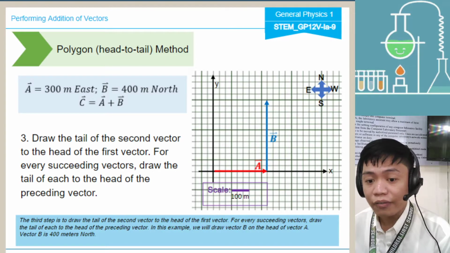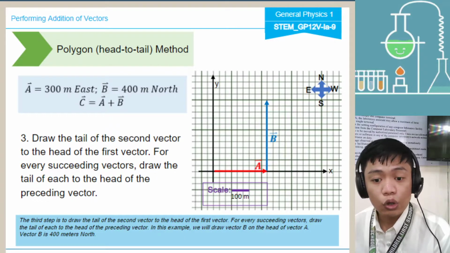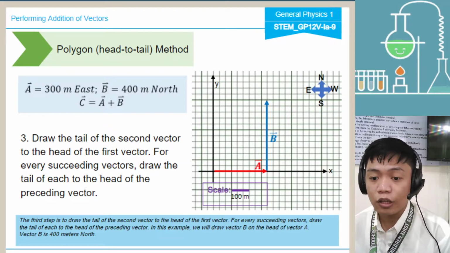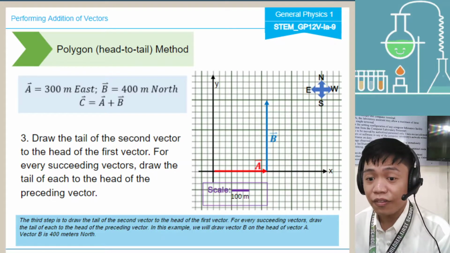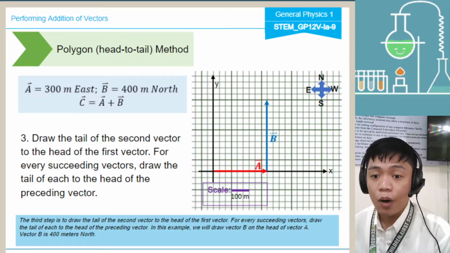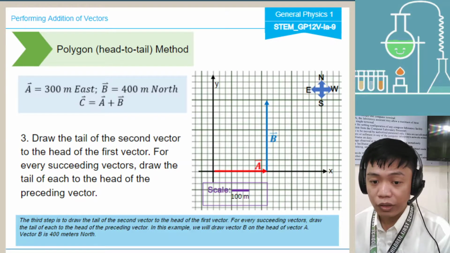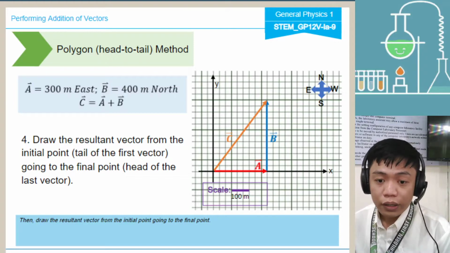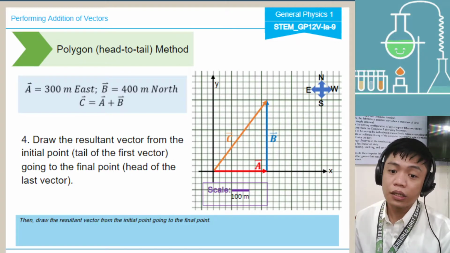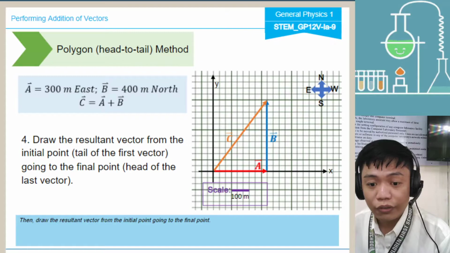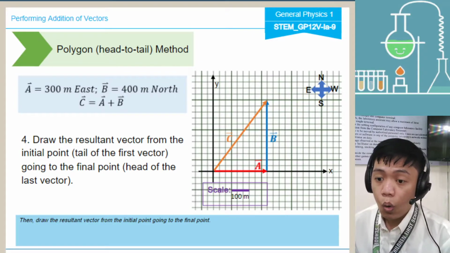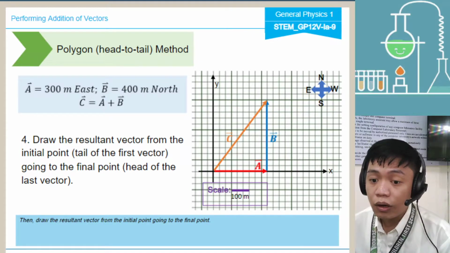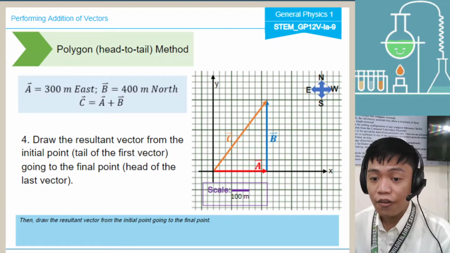So for every succeeding vector, draw the tail of each to the head of the preceding vector. So that is the principle of the polygon or head-to-tail method. So let's continue. Number 4, or the fourth step, would be: draw the resultant vector from the initial point or tail of the first vector going to the final point or head of the last vector.